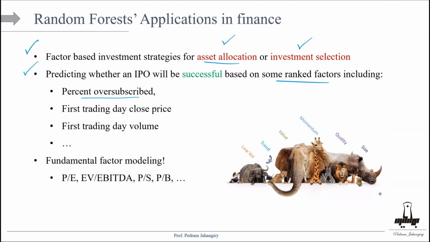Then we can look at the first trading close price. We can look at the first trading volume. These are all features. At the end of the day, random forest can rank them, and then you can make predictions for a new IPO and see if it is a good investment or not, right? Again, there are lots of other examples that we can think of, but these are some of the examples in finance. And then finally, we can use random forest for fundamental factor modeling, right?